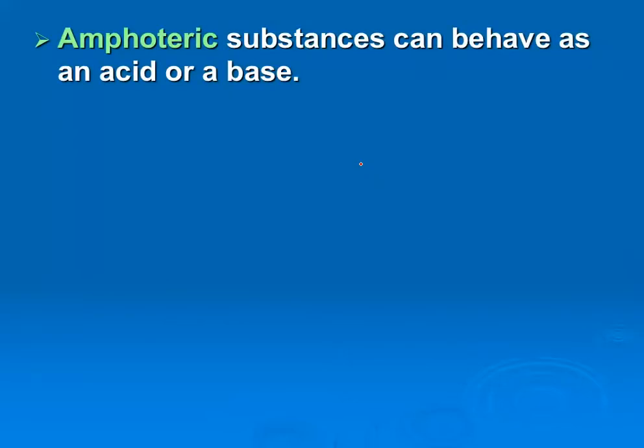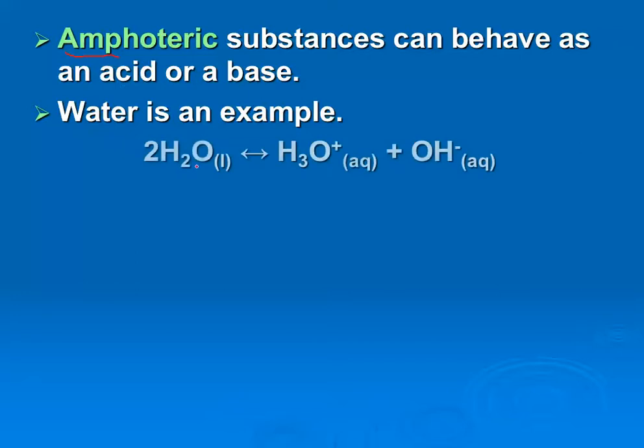Another vocabulary term for you is amphoteric. This is a species that can behave as an acid or a base. Water is an example of that, and that's really where all this pH idea comes from: the fact that water is amphoteric. That means water can either act as an acid, donating a hydrogen ion, or act as a base, accepting a hydrogen ion. Okay, so here's an example.